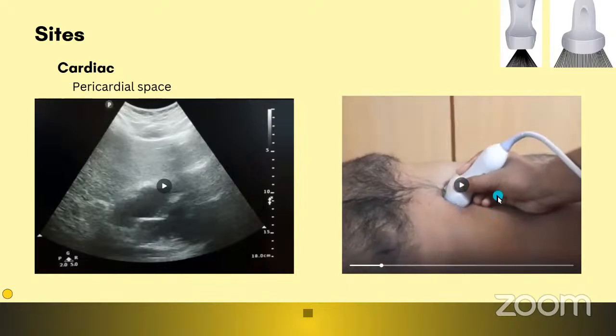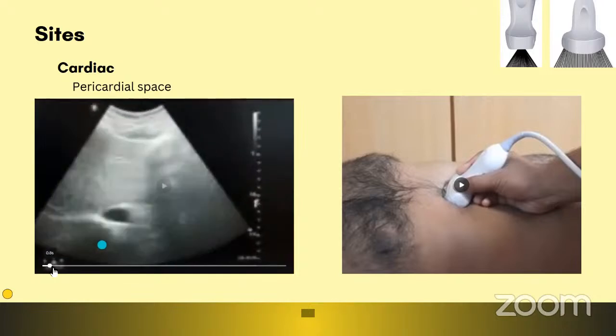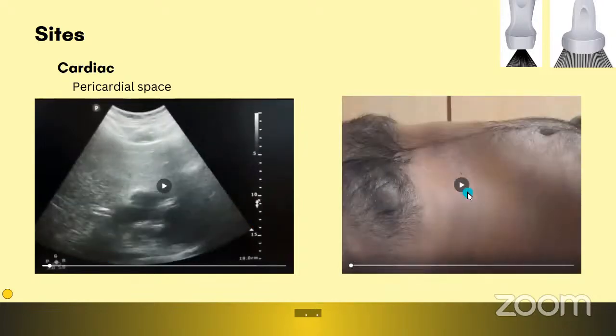And my thumb is actually hiding it. However, are you able to see some black dot here? This is supposed to be a line, which is our probe orientation marker. So this marker corresponds to this area. So let's see how I am moving the probe here.